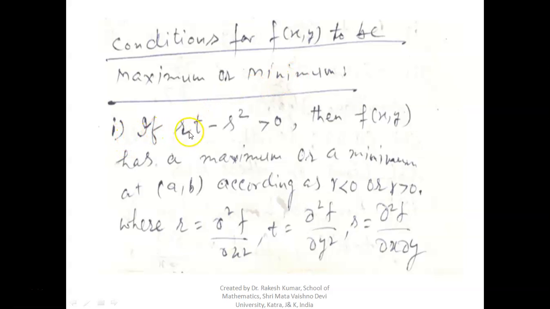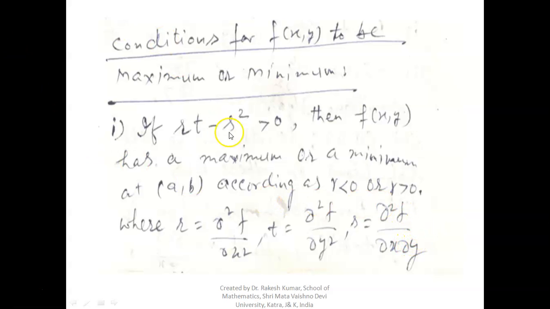So number one, if rt minus s square is greater than 0, then f(x,y) has a maximum or minimum at point (a,b) according as r is less than 0 or r is greater than 0. So the function will have a maximum when r is less than 0 and a minimum when r is greater than 0, where r is equal to del square f upon del x square at (a,b), t is equal to del square f upon del y square at (a,b), and s is equal to del square f upon del x del y at (a,b).